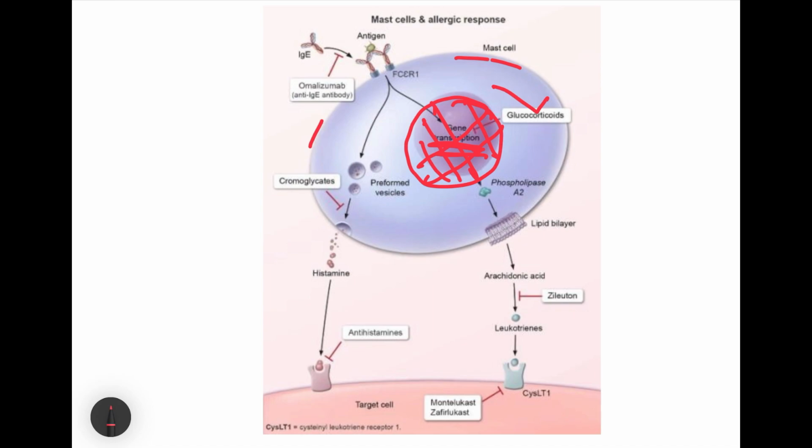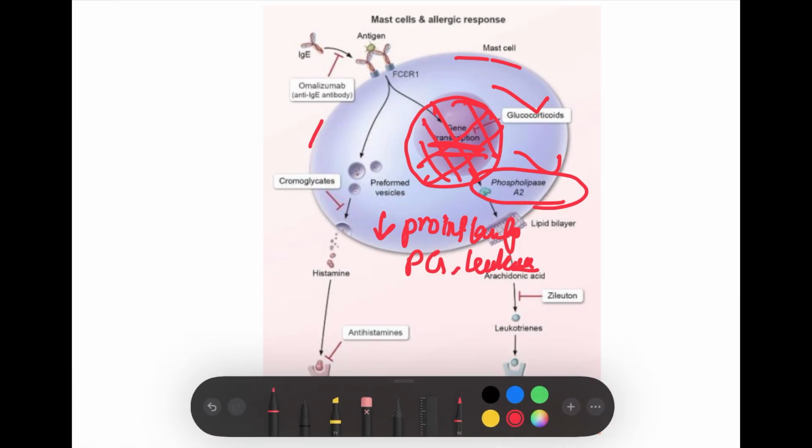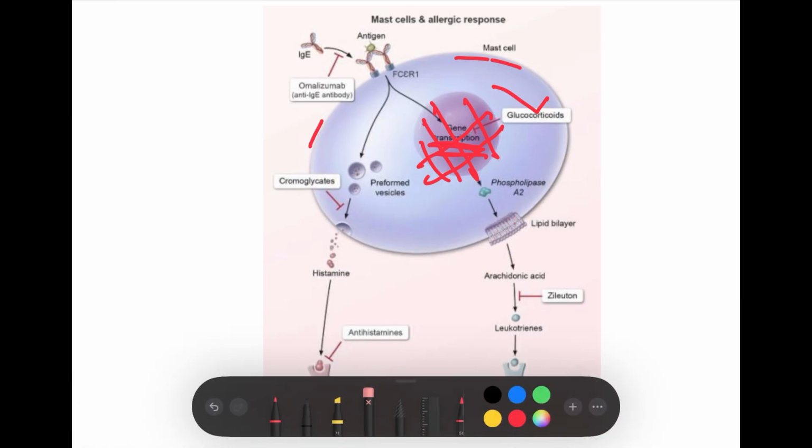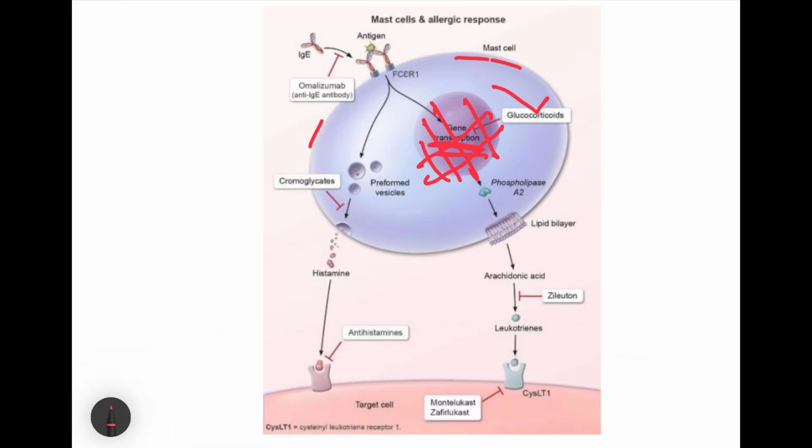To do it, there will be a decrease in local tissue production of pro-inflammatory prostaglandins and leukotrienes through the inhibition of phospholipase A2. If you guys focus, if you stop the gene transcription, there will be inhibition of phospholipase. If it is inhibited, then there will be no production of arachidonic acid.